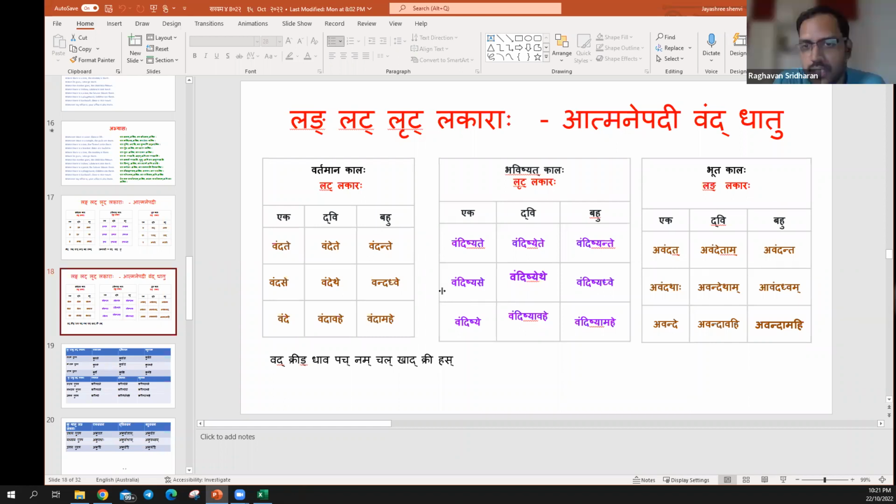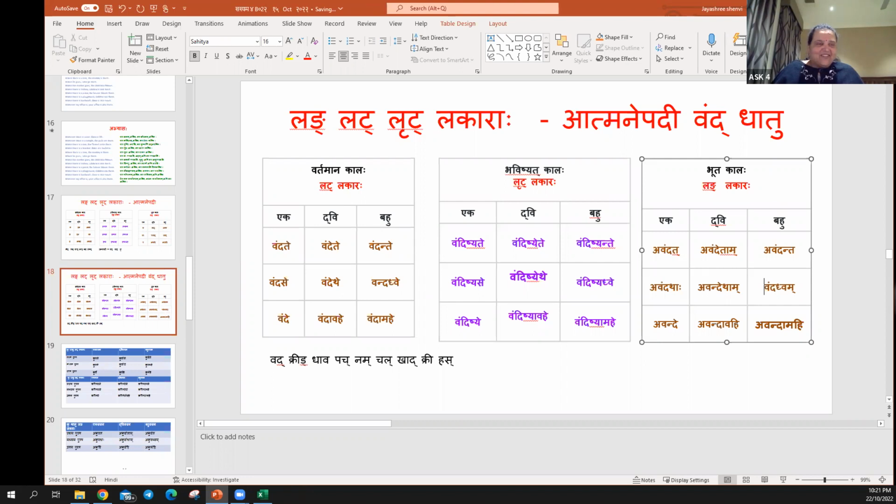Parasmaipadi also, it was the same thing. Asevata, because there's no halanta. Asevata, asevetam, asevanta. Asevathaha, asevethaam, asevadhvam. That is a, not okay. Asevadhvam. Asevae, asevavahi, asevamahi.